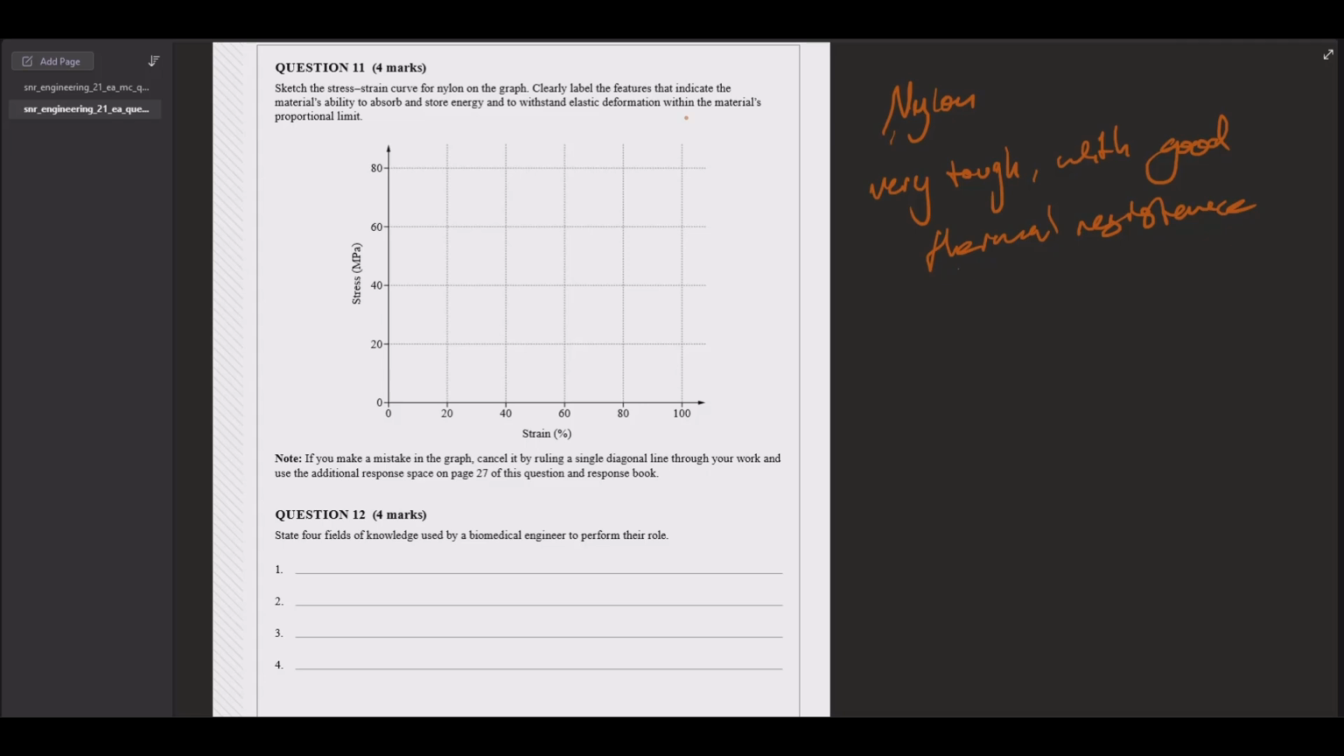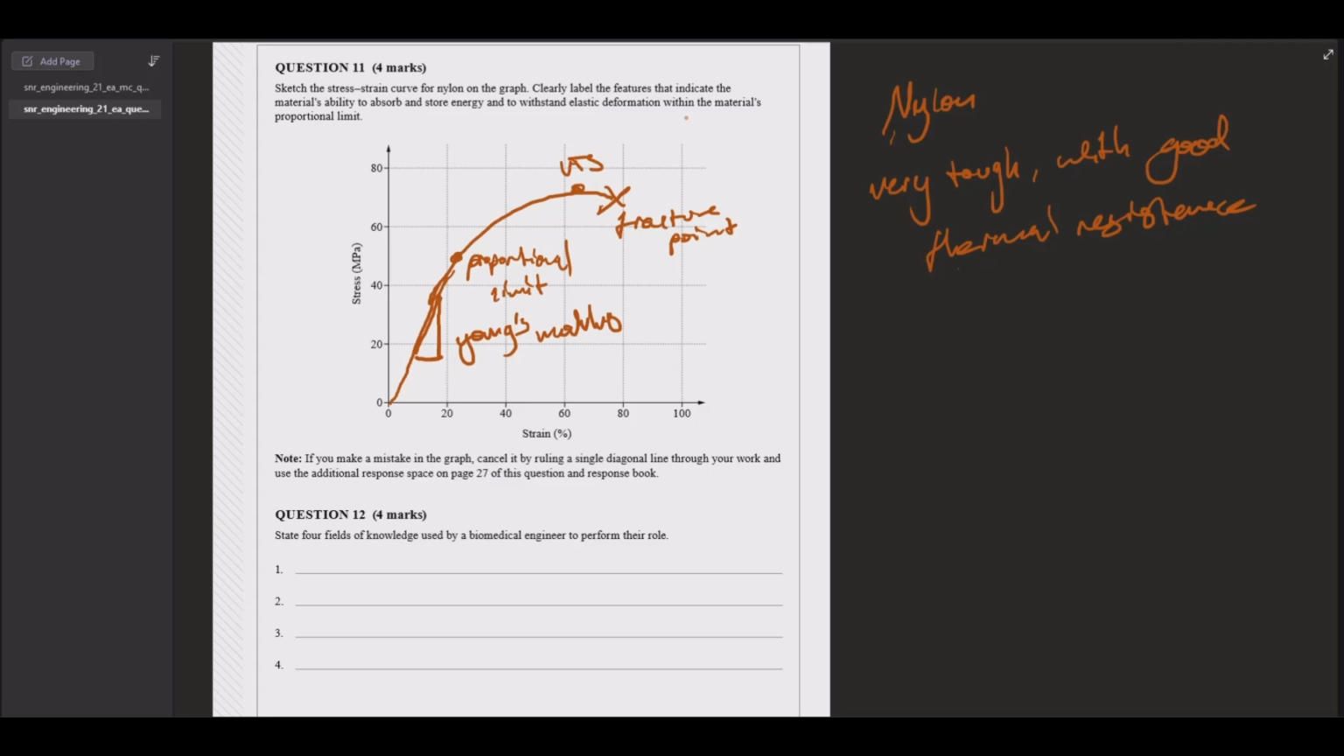So what we're going to see for nylon is it's going to be very tough. It's going to have a big area under the curve, but it's also not going to have a yield strength because it's plastic. They generally don't really have the yield strength. Does it ask us to label it? Alright, so say the proportional limit of my bad drawing is about there. They usually want us to also label Young's modulus, so let's do that. And then obviously the fracture point, and the ultimate tensile strength.